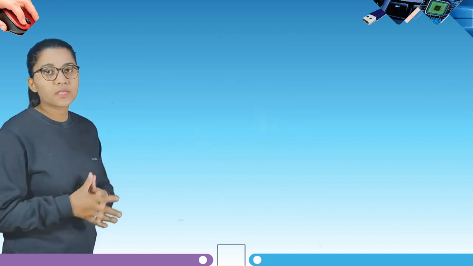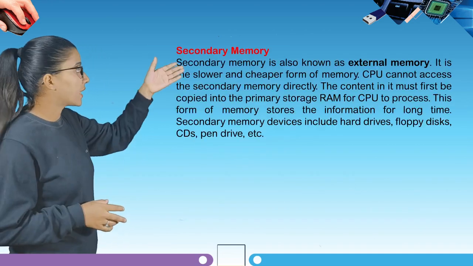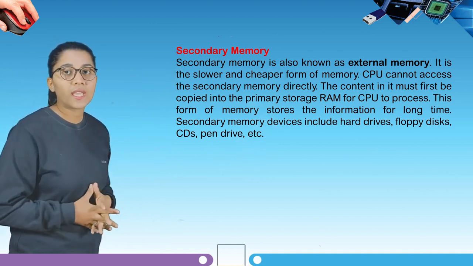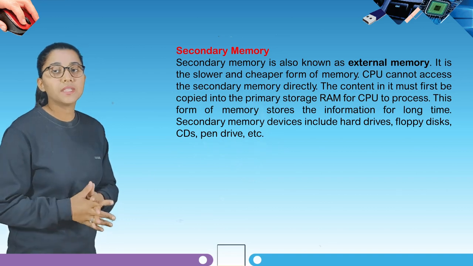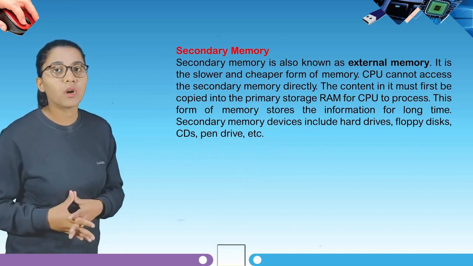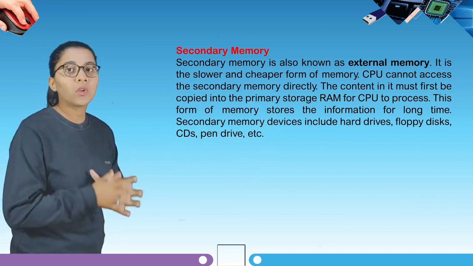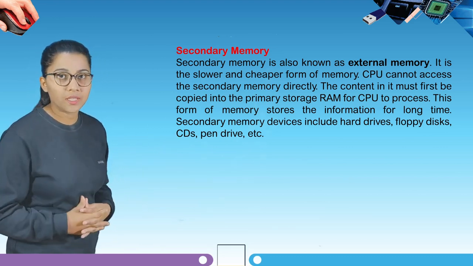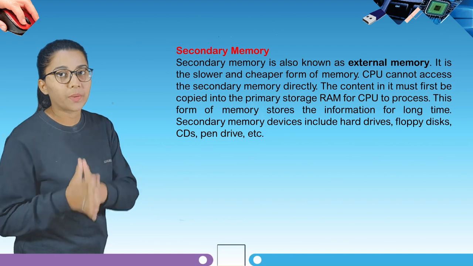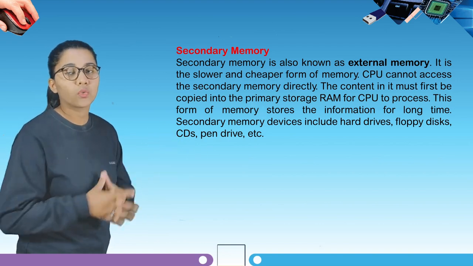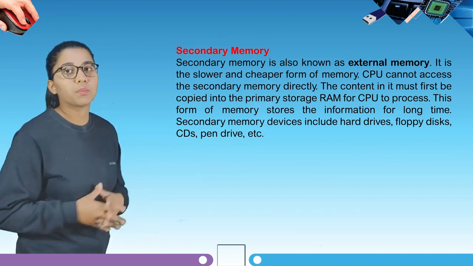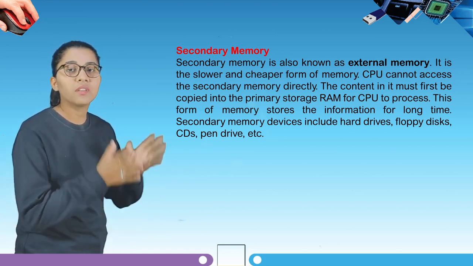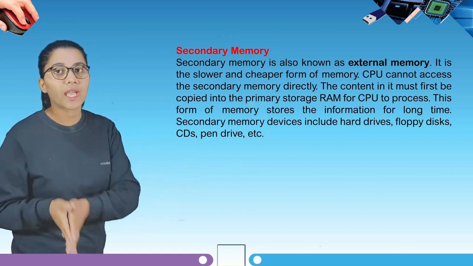So now students, let's learn about secondary memory. Secondary memory is also known as external memory. It is the slower and cheaper form of memory. CPU cannot access the secondary memory directly. The content in it must first be copied into the primary memory storage, RAM, for CPU to process. This form of memory stores the information for a long time.